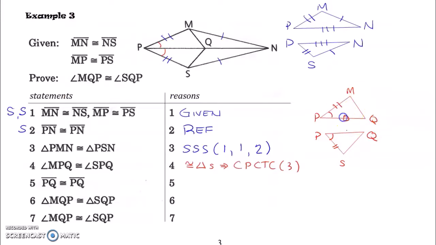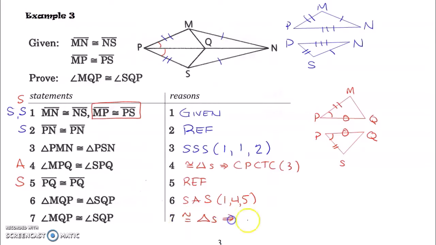So then I could go ahead and say that PQ is congruent to itself by the reflexive property. So MP, that was here, that's going to be my side. There's my angle, and there's my other side. And then congruent triangles implies corresponding parts of congruent triangles are congruent, but this set of triangles is in line 6. So MQP is congruent to SQP.